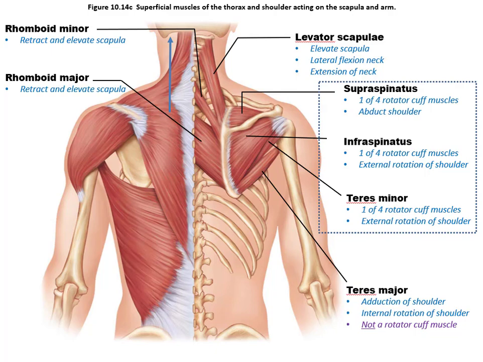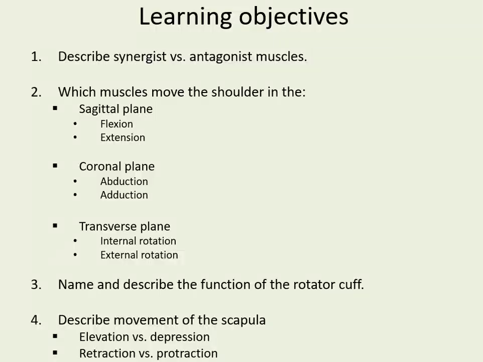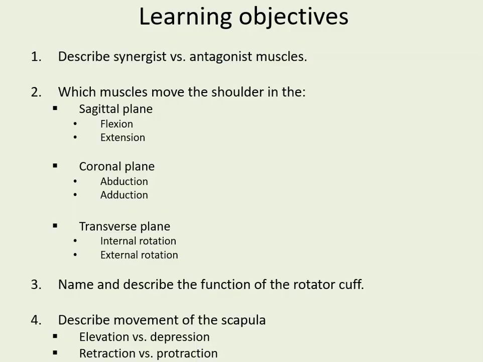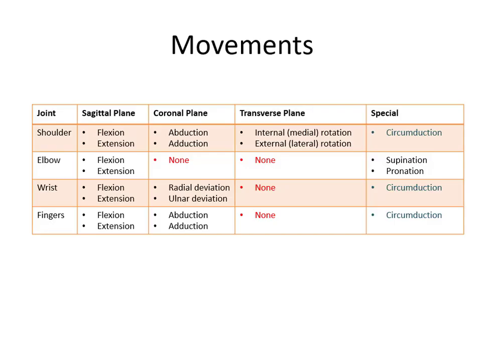All right, so to go back, here are our learning objectives for this lecture. We described synergistic versus antagonistic muscles. You now know the answers to number 2 because they're all laid out for you right here in your study guide. And you know the muscles of the rotator cuff and what it actually does. And then we describe movements of the scapula, elevation, depression, retraction, and protraction, which would be considered, if you go back to our original table here, special types of movements, not really existing in any of these planes. Okay, so that'll do it for this video.